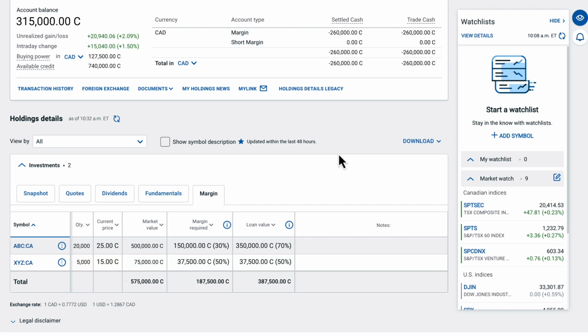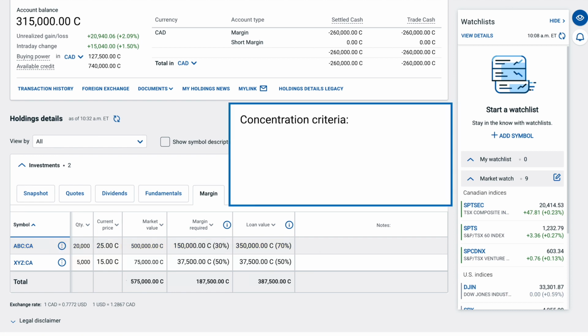Let's go over a sample calculation to see how this works. Let's say you have $500,000 in stock ABC with a loan value of 70%, and you have $75,000 in stock XYZ with a loan value of 50%. The net cash debit for the account is $260,000, and there are no short positions in this account. We are looking to determine if stock ABC meets the concentration threshold based on the two criteria.